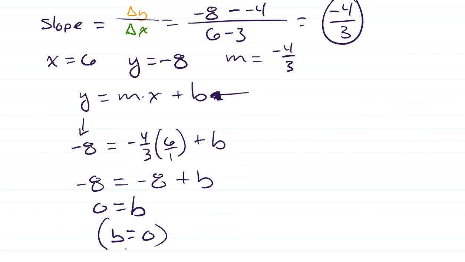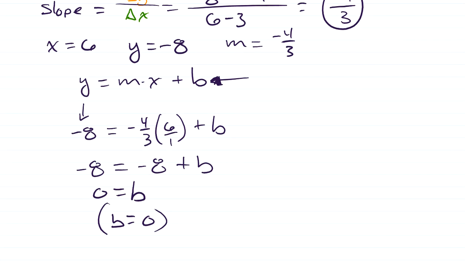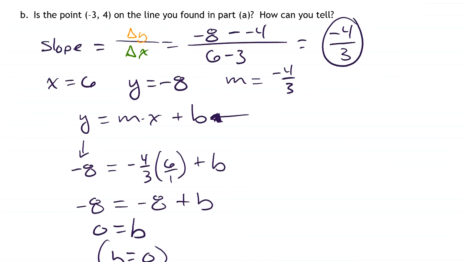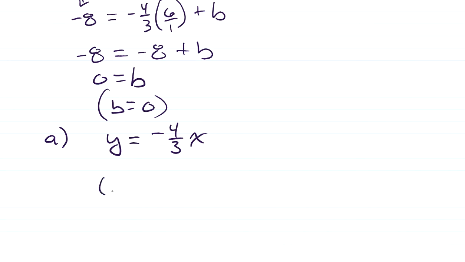Now that I know the slope of this line and the y-intercept, I can write the equation of the line. And that's question A. Because it has a y-intercept of 0, the equation of this line is simply y equals -4/3 times x. And then the final question asks us to decide whether or not the point (-3, 4) is on that line.